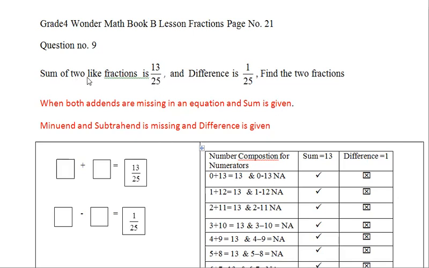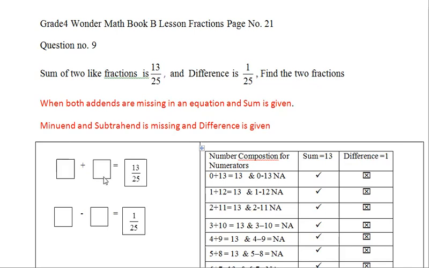When the sum of two like fractions is 13 upon 25, that means first fraction plus second fraction is equal to 13 upon 25, and the difference is 1 upon 25. That means minuend minus subtrahend, first number minus second number, is equal to 1 upon 25. So find the two fractions. Here we have to find two fractions which are missing.